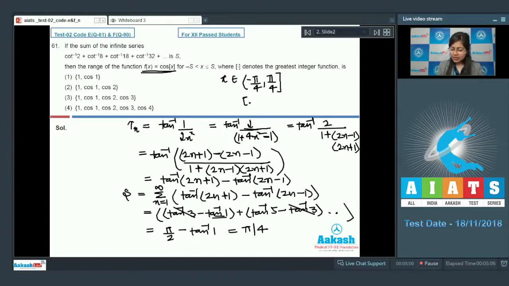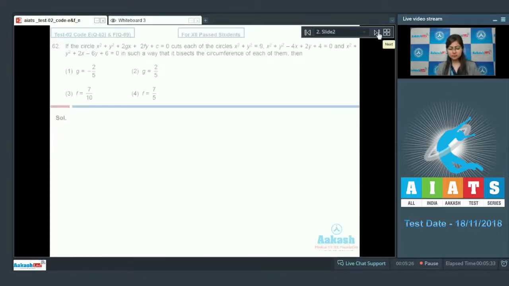So greatest integer of x can be equal to minus 1 or 0, right? So we can say that the range of the function f(x) will be equal to cos of minus 1, that is cos 1, and cos of 0, that is 1. So these are the two elements in the range of f(x). So the correct answer will be option number 1.